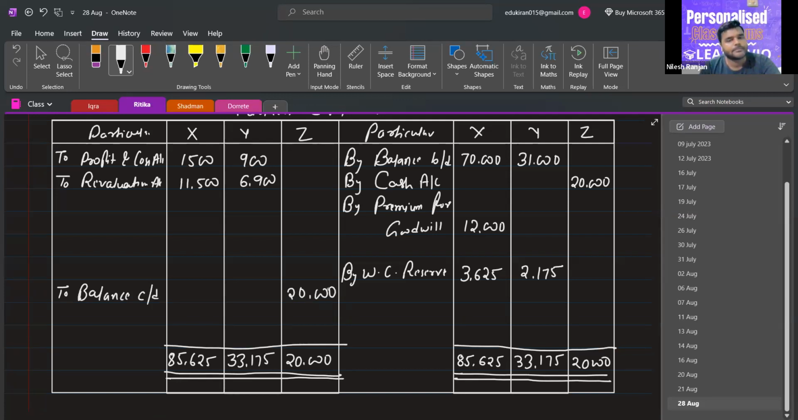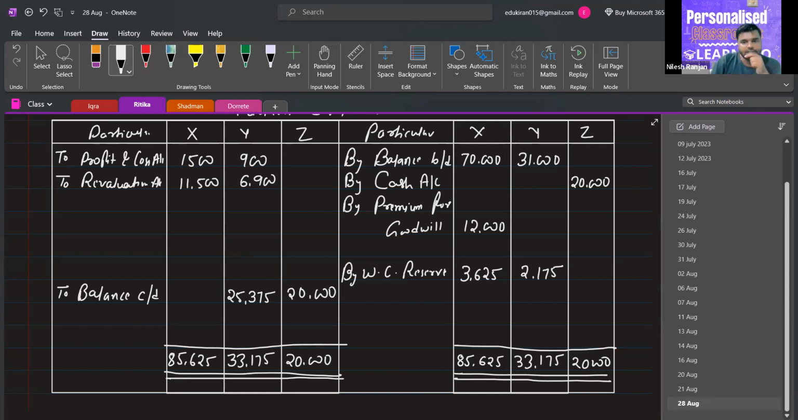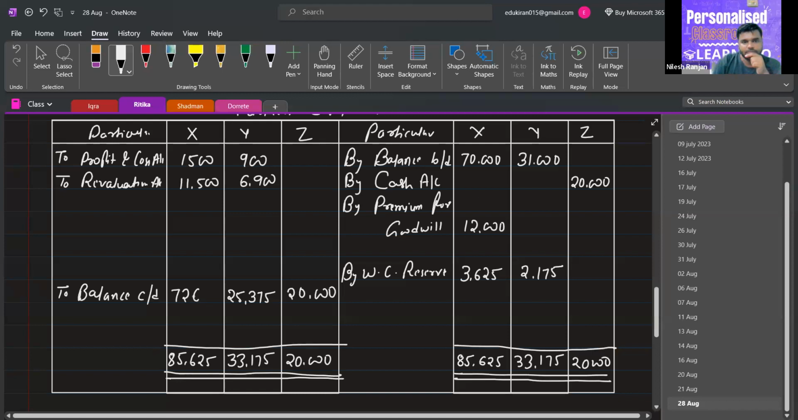Okay. For Y, it is 33,175 minus 900 minus 6,000. So it is 25,375. Okay, and for X, it is 85,625 minus 1,500 minus 11,500. It is 72,625. Okay.